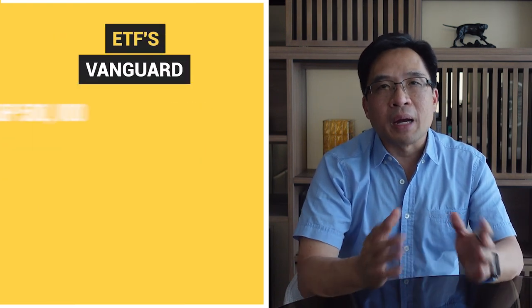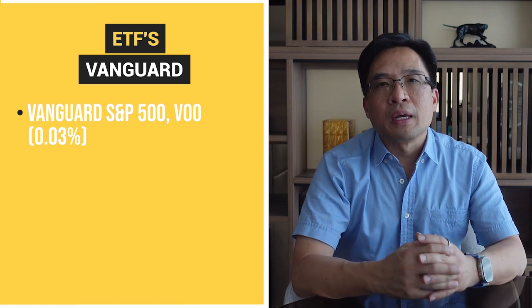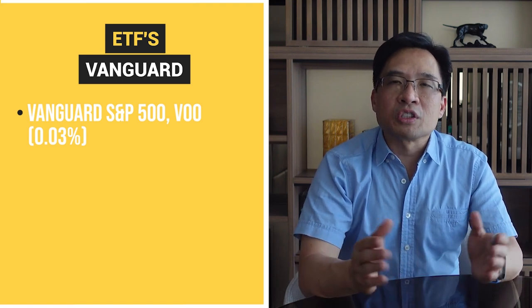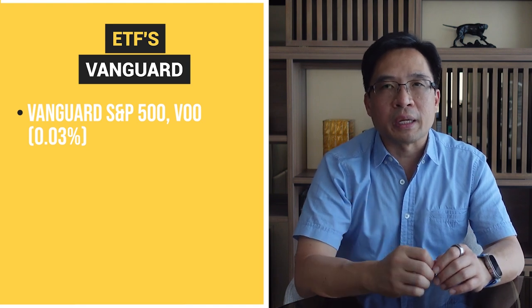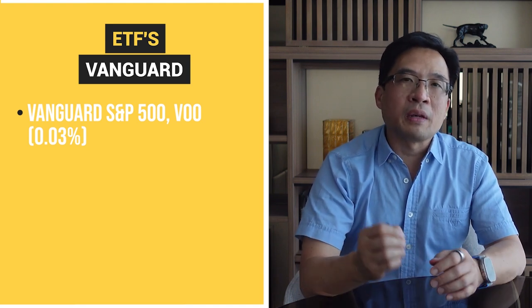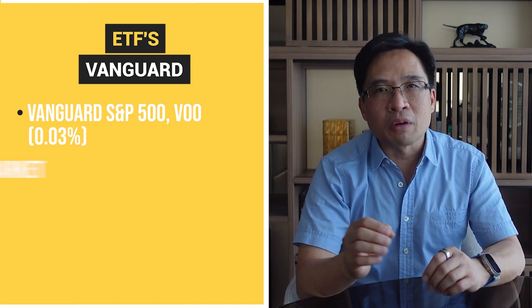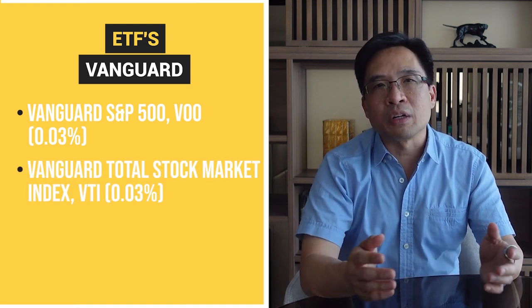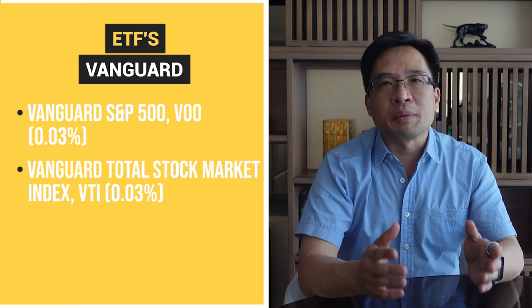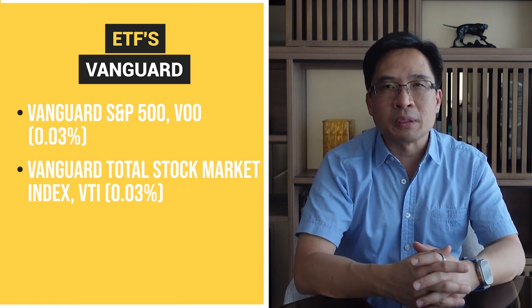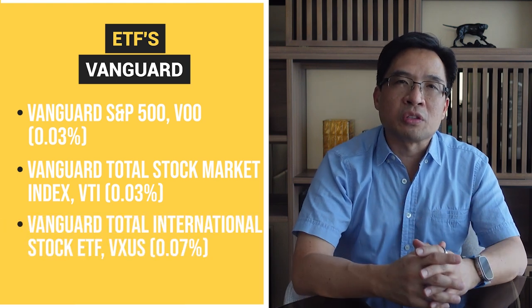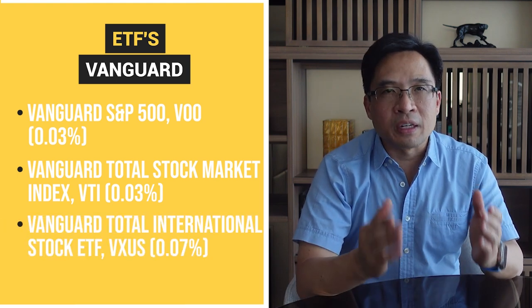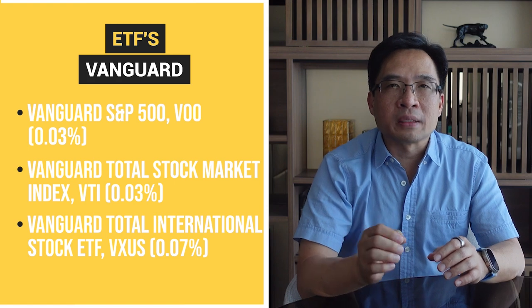On the ETF side, I would use Vanguard. Vanguard's S&P 500 ETF, ticker symbol VOO, with an expense ratio of 0.03%, 3 basis points. And for the broad market, I would use Vanguard's Total Stock Market Index, ticker VTI, with an expense ratio of also 3 basis points. And on the international side, Vanguard's Total International Stock ETF is ticker symbol VXUS, with an expense ratio of 0.07%.